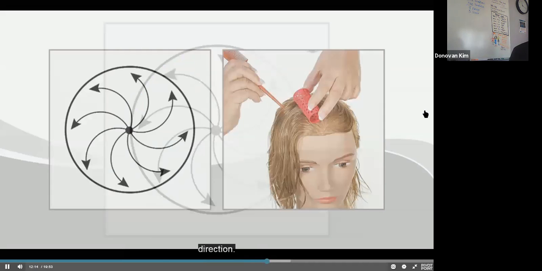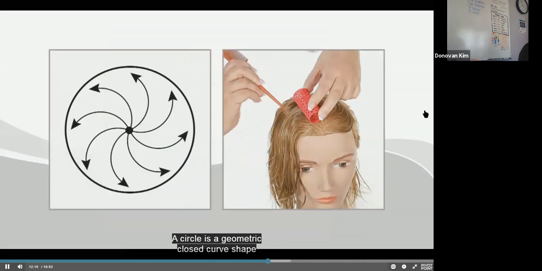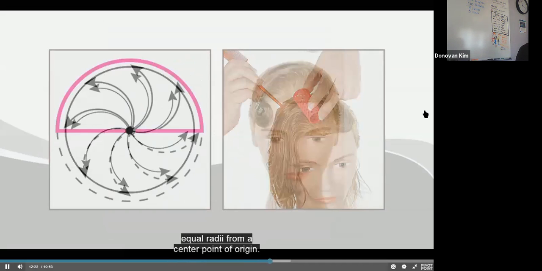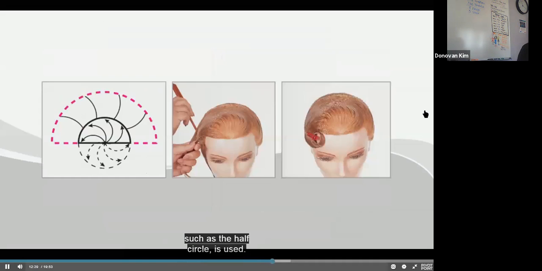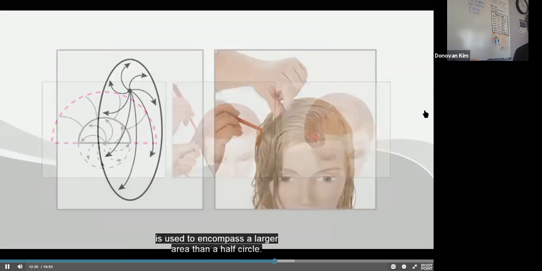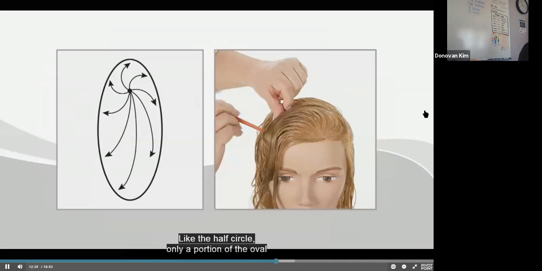A circle is a geometric closed curve shape bounded by a circumference and having equal radii from a center point of origin. Generally, in hair design, only a portion of the circle, such as the half circle, is used. An expanded circle, which is an extension of the half circle, is used to encompass a larger area than a half circle. Like the half circle, only a portion of the oval is used in hair design.